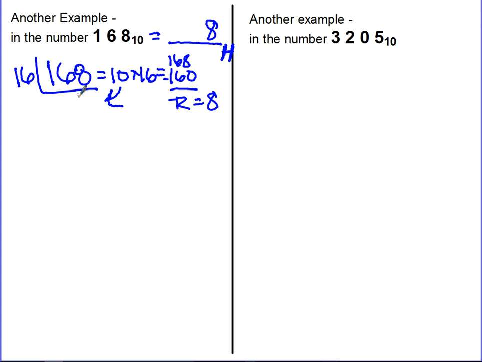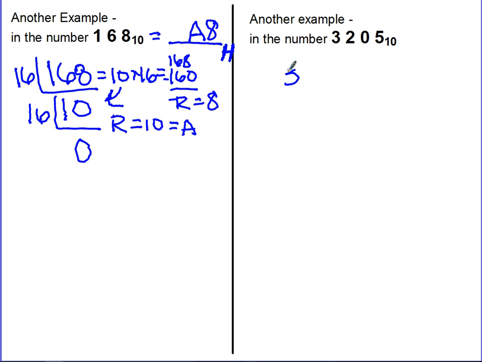Then I take my 10. I'm going to put that down here. Again, 16 goes into 10. I know that it can go in 0 times. So I end up with a remainder of 10, which I have to convert into a letter to get my value.